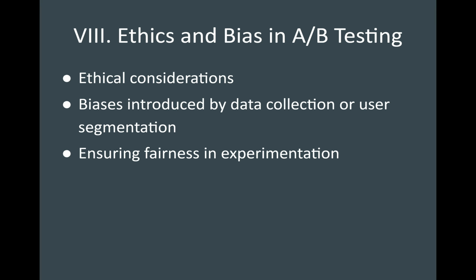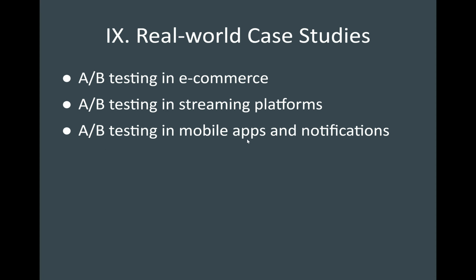And in terms of ethics and bias in A/B testing. Users should not be harmed or misled, and biases can creep in via sampling, time windows, or data filters. Then there is fairness, where segment-based fairness ensures changes benefit all groups equally, equitably, I would say. And that is in terms of the real-world case studies.